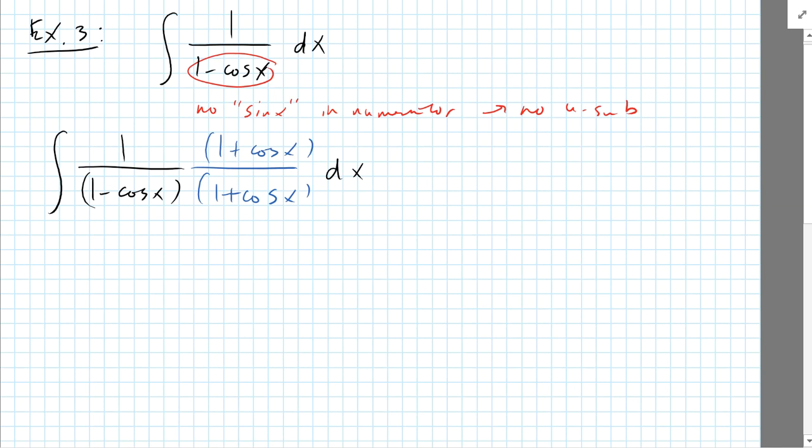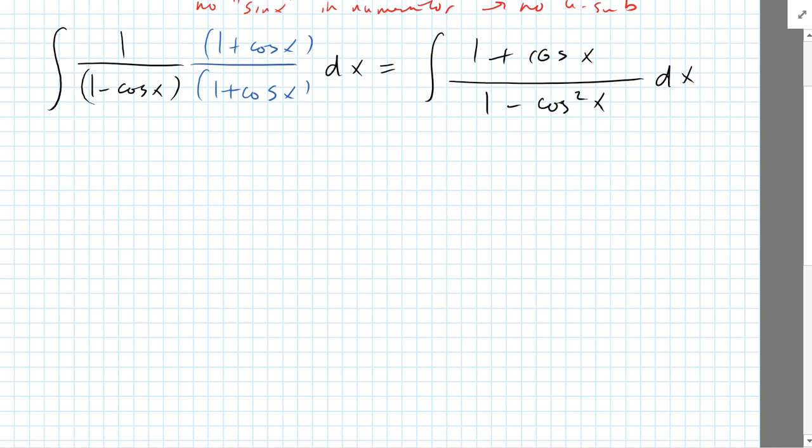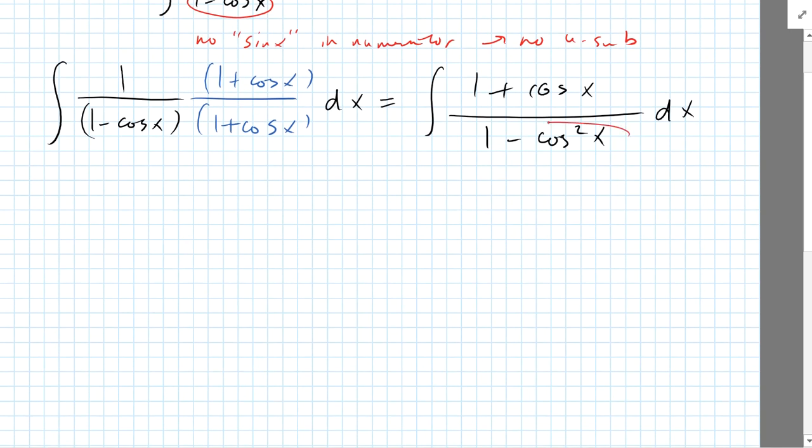When we multiply the numerator, the top, we're going to get an integral of 1 plus cosine of x. And in the denominator, this is the difference of perfect squares, so we're going to end up with 1 minus cosine squared x dx, which is great because if you remember your trig identities, then you'll remember that this is just sine squared of x. So let me just write it out. You end up with 1 plus cosine of x over sine squared of x dx.